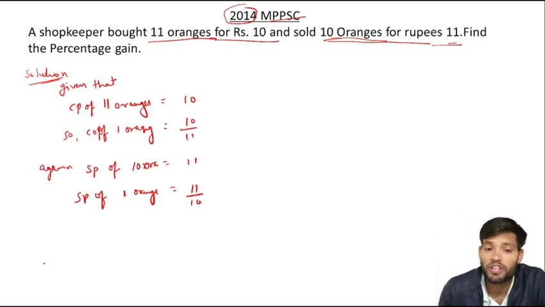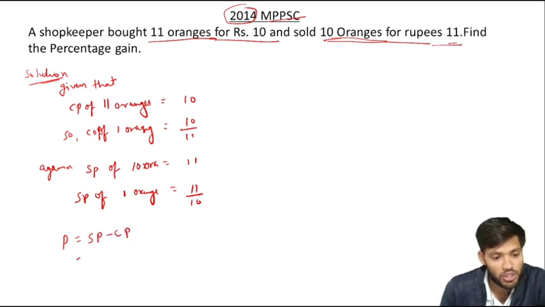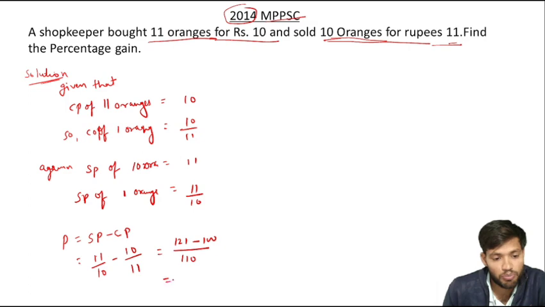And how can we calculate the profit? Now profit is equal to selling price minus cost price. So selling price is 11 by 10 minus CP, which is 10 by 11. Now we calculate after taking the LCM. The LCM will be 110, and 121 minus 100. It means the profit will become 21 by 110 rupees.